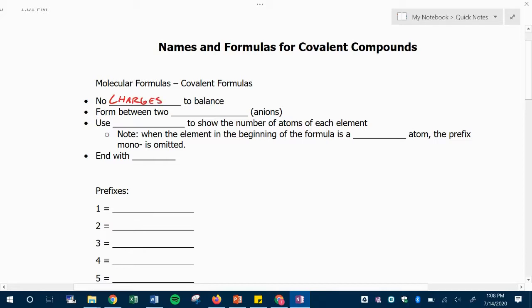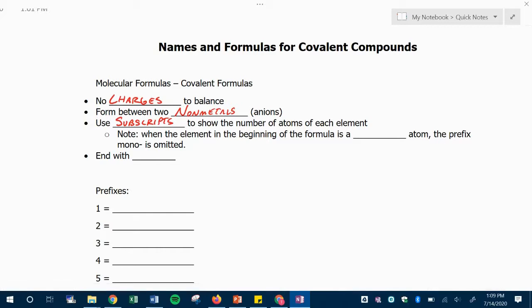We already kind of mentioned this. This forms between two nonmetals, and in this process there's no transfer of electrons. Since there's no transfer of electrons, it makes our life easier, which means that instead, we just get to use subscripts to show the number of atoms that are present for each element.